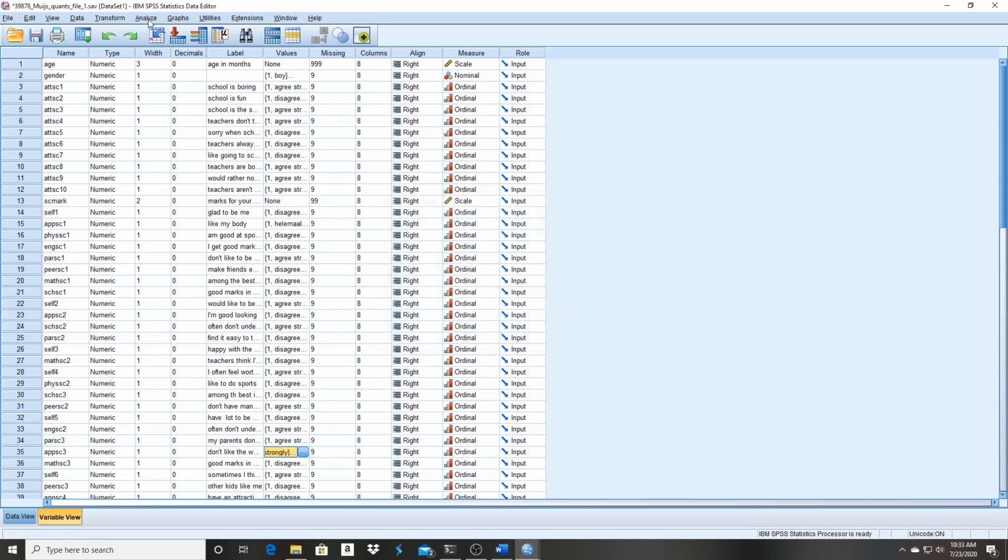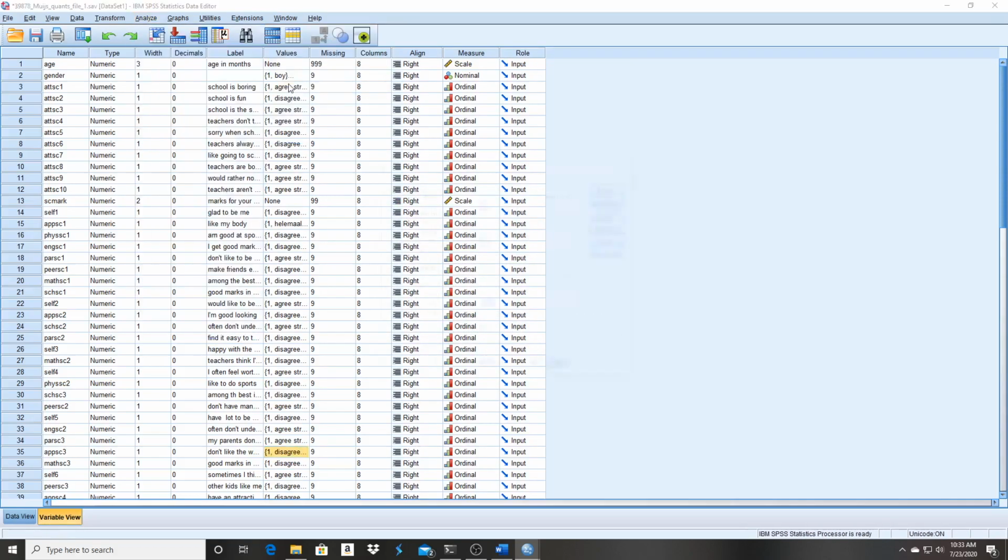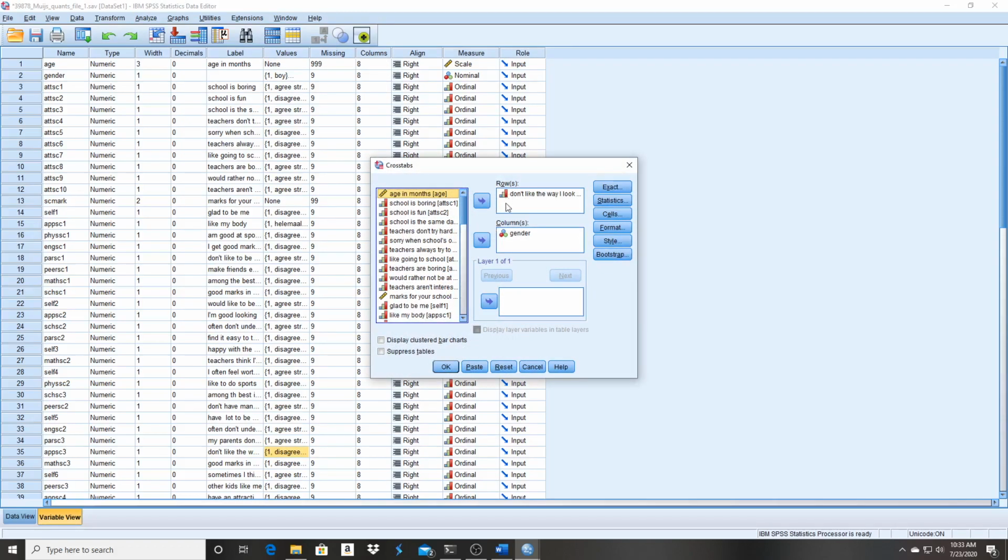Okay, so now we're going to go to Analyze, Descriptive Statistics, Cross Tabulation, and under Rows, look for the variable "don't like the way I look." This symbol means ordinal. And when you find it, click it over to Rows, okay? Under Columns, look for Gender, and this symbol means nominal data. And it's going to go into there. The names are going to be boys and girls, okay? And those are coded where, I think, 1 is boy and 2 is girls, okay?